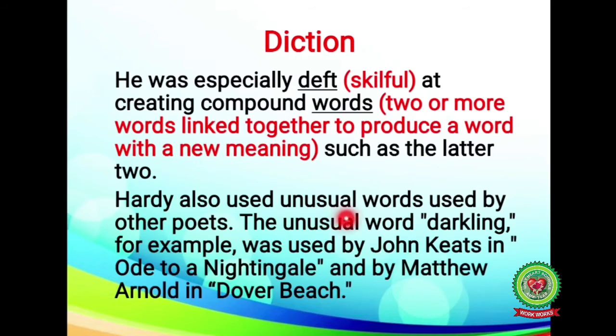Hardy also used unusual words used by other poets. The unusual word darkling, for example, was used by John Keats in Ode to a Nightingale and by Matthew Arnold in Dover Beach. So, children, the word darkling is a very unusual word. It was not coined by Thomas Hardy himself. Actually, this word was used by John Keats in his poem Ode to a Nightingale. Even Matthew Arnold has used the word darkling in his poem Dover Beach, which is another poem depicting the Victorian era. So I hope diction is clear to you.